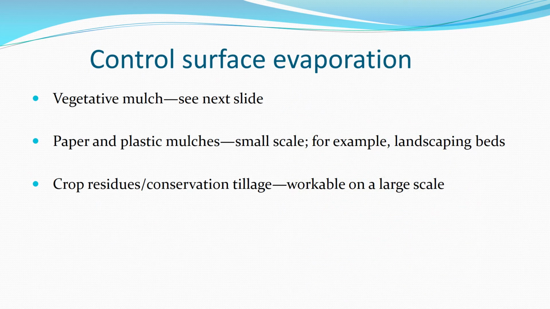So we want to control surface evaporation. Ways that we can do that include putting vegetative mulch on the surface, using paper and plastic mulches on a small scale, for example, in landscaping beds to slow down water from leaving the area. We can leave crop residues and utilize conservation tillage, which is workable on a large scale, to help slow down runoff and increase infiltration to tie into that plant-soil continuum.